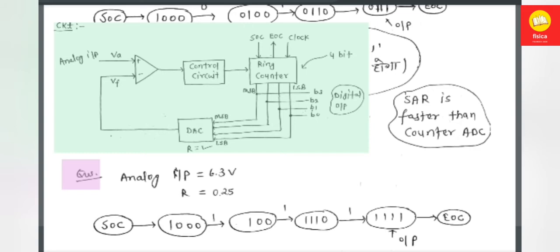Now one final example. Here analog input is 6.3 volt and resolution is 0.25. So in the first pulse our ring counter output will be 1 0 0 0. Now the equivalent of 1 0 0 0 is 8 analog voltage, and 8 into 0.25 equals 2. 2 will be the output of DAC, or the feedback voltage will be 2. So as analog input is 6.3 volt and feedback voltage is 2, it's clear that input voltage is greater than feedback voltage. So comparator will go to the positive saturation and output of comparator will be 1.